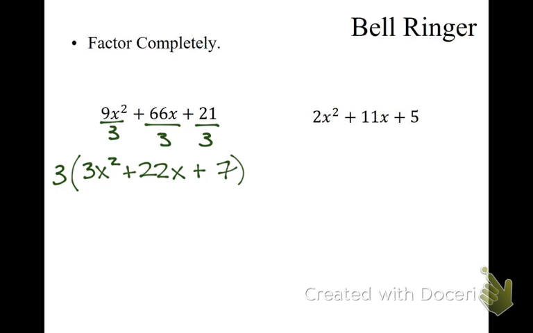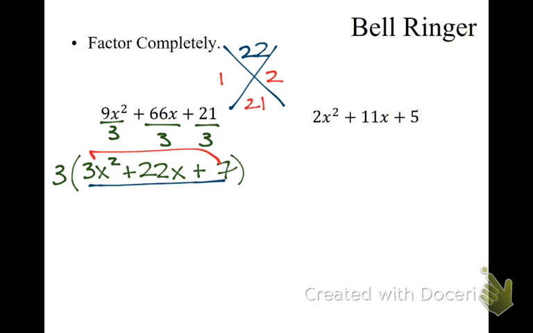Plus 7, good. All right, now you're going to factor what's inside of the parentheses. Using the x method, what goes on the top of the x? B. B, which is? 22. And then in the bottom, A times C, which is? 21. What are factors of 21 that add to 22? 1, 21.